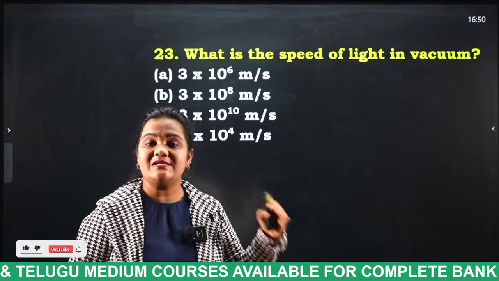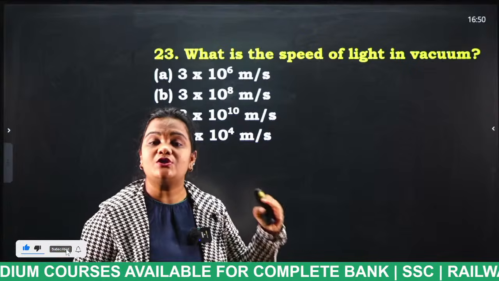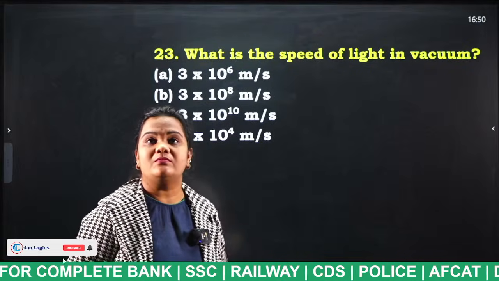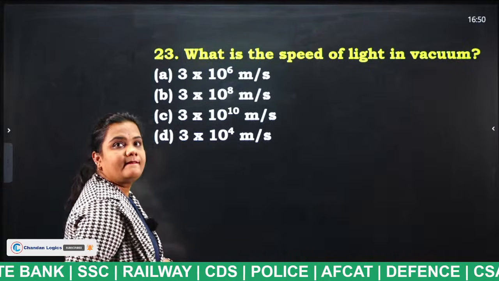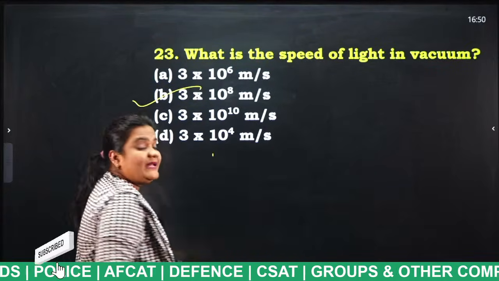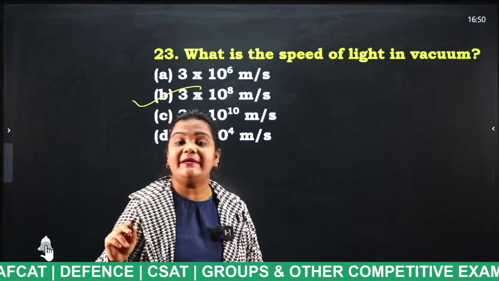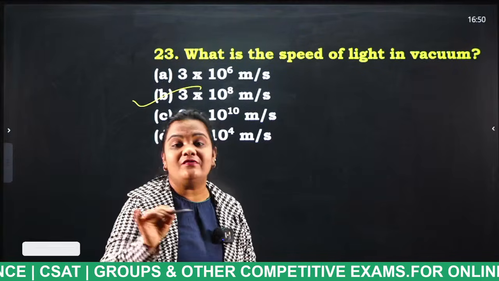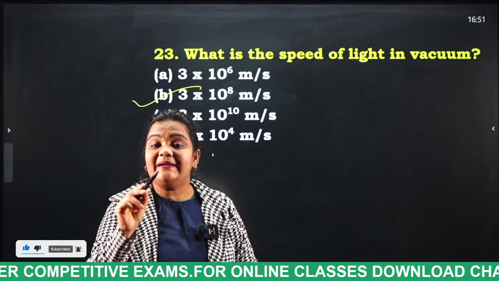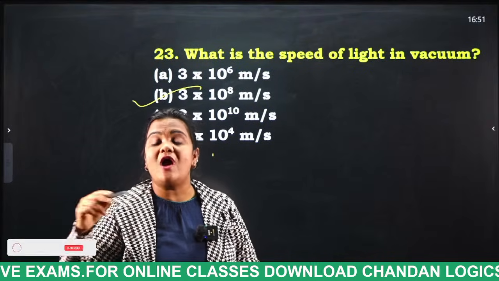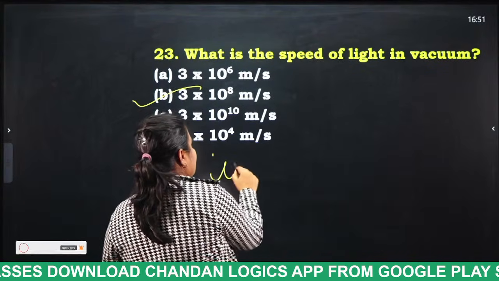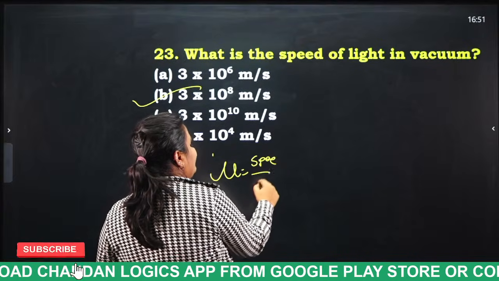For SSC CGL and RRB NTPC, students prepare physics, chemistry and biology questions in an advanced way. What is the answer for this question? 3 into 10 power 8, the speed of light. Light does not require any medium to travel. Light can even travel in vacuum, but sound requires a medium to travel. But the speed of light decreases in water and glass. So that depends on what, students? Refractive index. Refractive index is equal to speed of light in vacuum divided by speed of light in the medium.